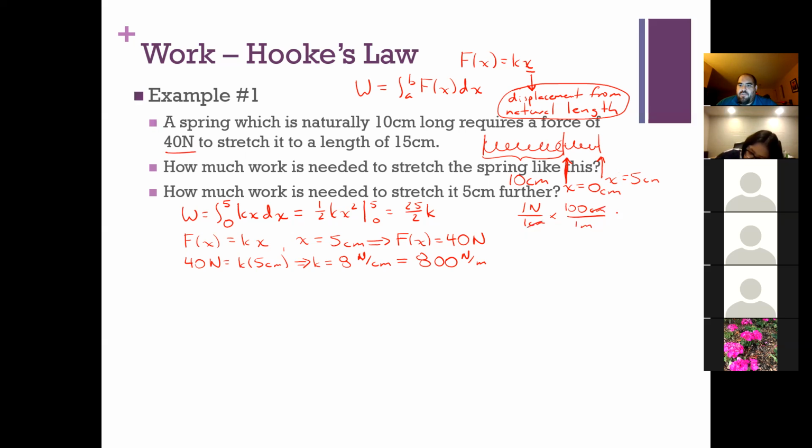Just to illustrate, here's the conversion factor I'm using. So 1 newton per centimeter is going to be equal to 100 newtons per meter. So now that we have that, we already did the integral beforehand, but now we're going to get this 25/2 times 800 newtons per meter.